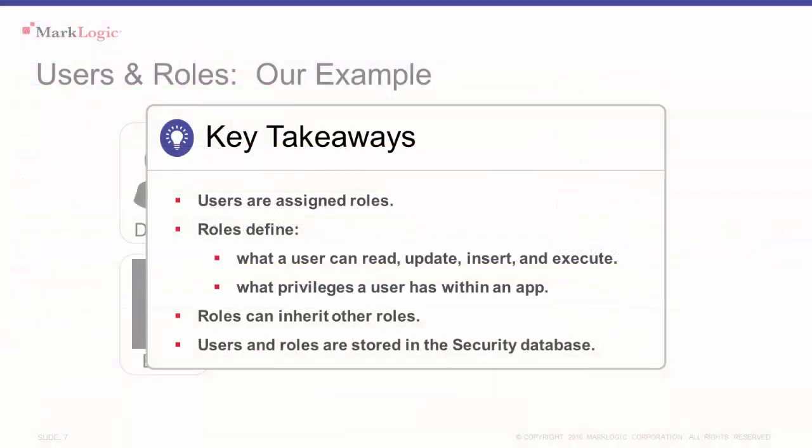Let's review some of the key takeaways from our discussion on users and roles. First off, we've seen that users are assigned roles, and a user must have at least one role in order to do anything in the system. Roles define what that user can do. For example, can that user read documents, or change documents, or create new documents? These are what we call permissions, and we'll talk about permissions in more detail in the next episode.